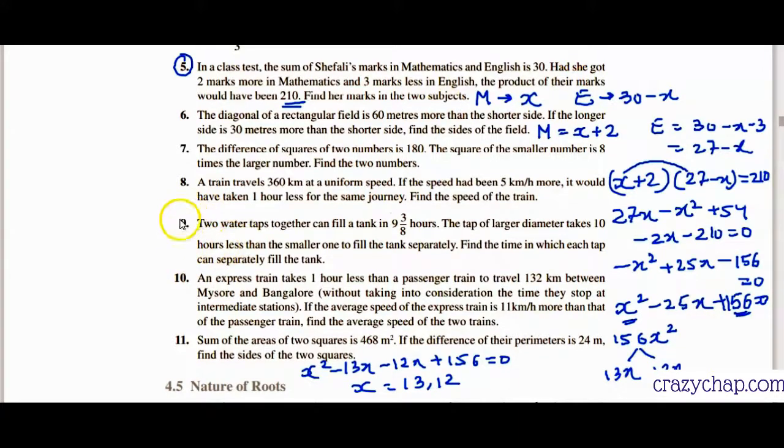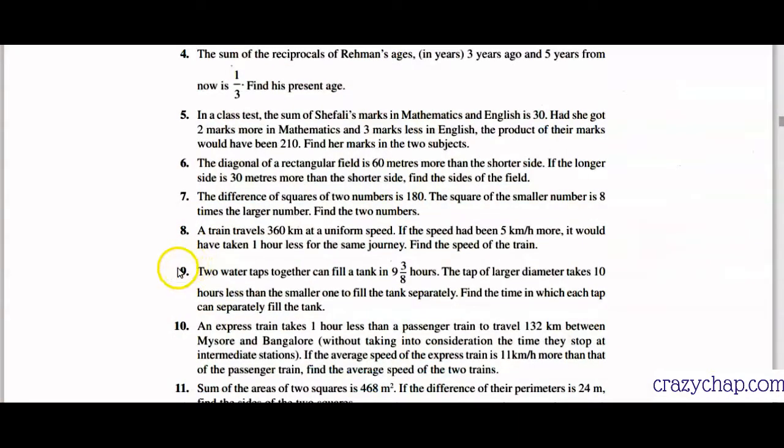Have a look. Let's solve question number 9. The question says two water taps together can fill the tank in 9 3/8 hours. So it's a question of time and work, guys. Please understand, you had learned this before. The tap of larger diameter takes 10 hours less than the smaller one. Suppose the one tap takes x hours and the other one takes x minus 10. So these are their individual timings, right?